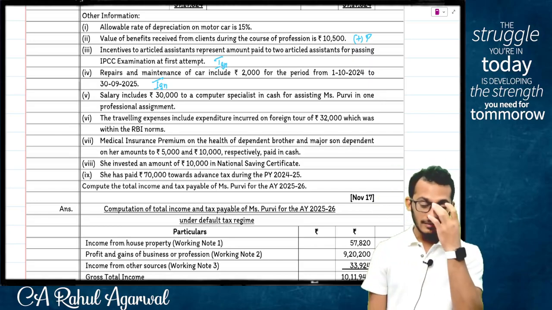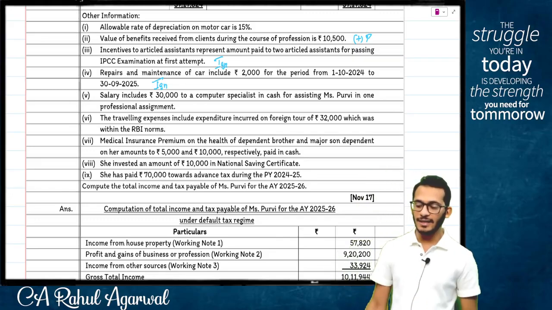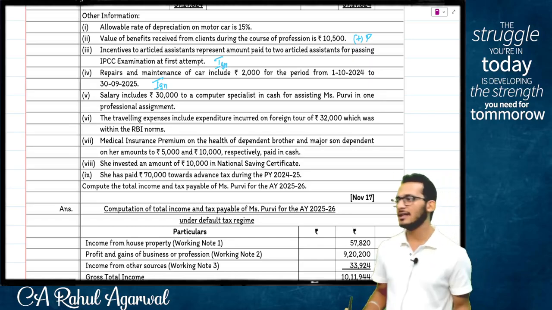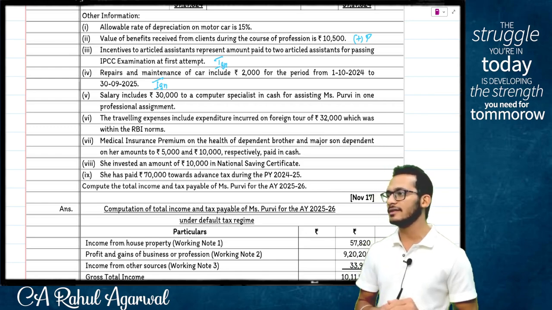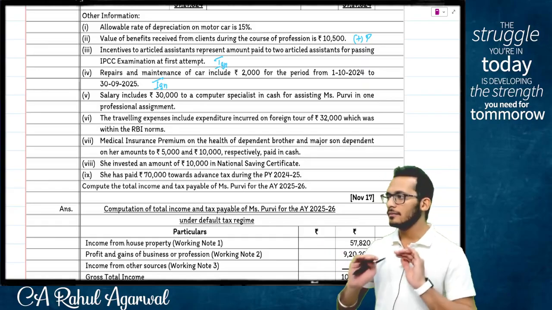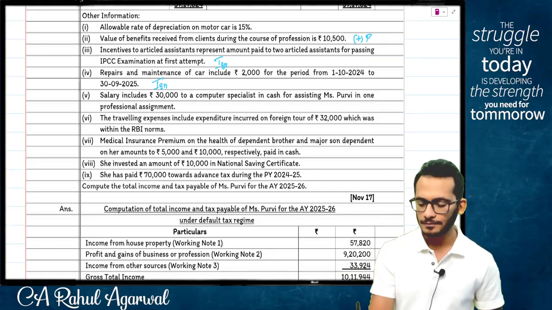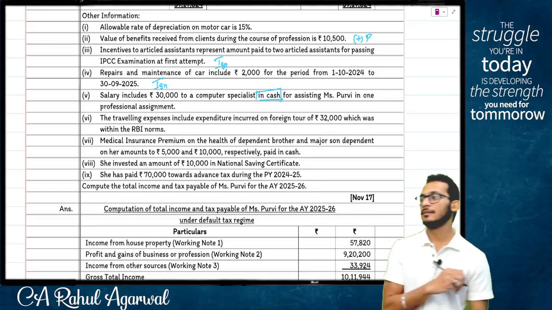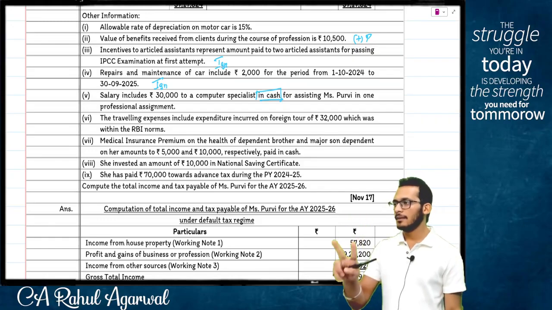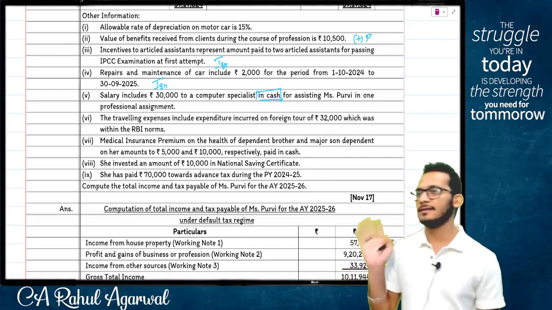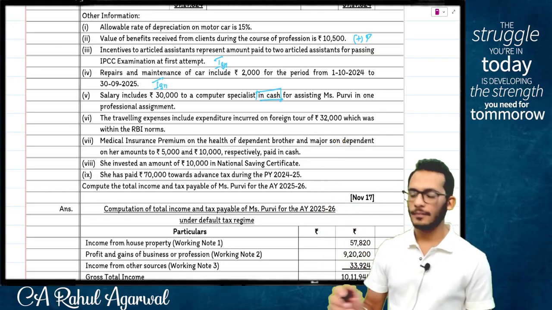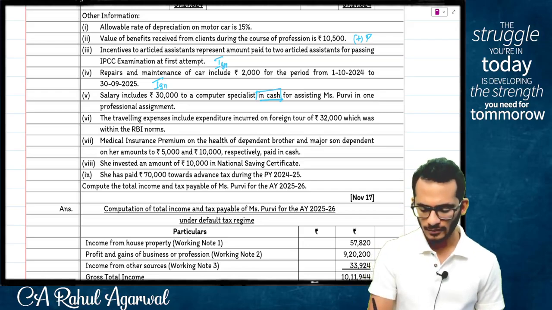Focus attention. Salary includes 30,000 rupees to a computer specialist in cash for assisting Purvi in one professional assignment. People, line items like these can have multiple elements, so you need to focus on which elements are critical. First, it is salary, a professional expense, no problem. Payment is 30,000, no problem. The next line says payment is made in cash. Here is where an issue comes, because I have made a payment exceeding the per person limit, so it is not allowed as expense. It is already there in P&L, income tax doesn't allow it, therefore add back.